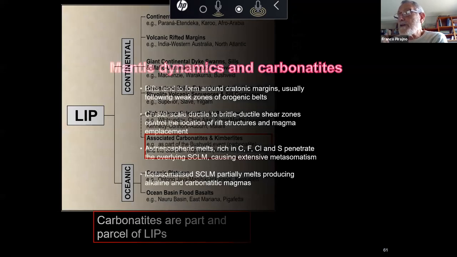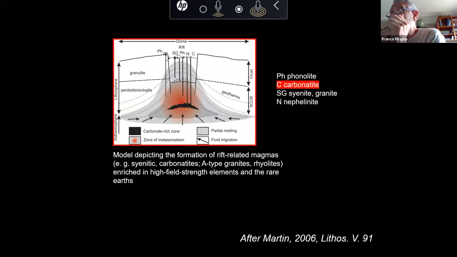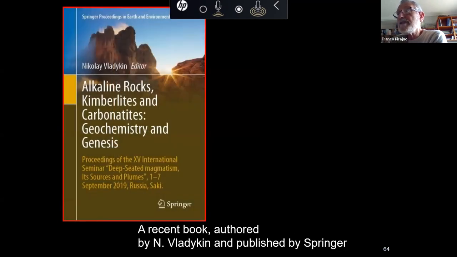One of the things one has to understand is that carbonatites and indeed kimberlites are part and parcel of large igneous provinces. There's no question about that. This is a model which depicts the formation of rift-related magma, nephelinites, carbonatites, anorogenic granites, rhyolites, and so on. As you can see, the C is a carbonatite. This is the zone of metasomatism, the carbonate-rich zone, and here you have the carbonatite sitting up there. And then, of course, you have phonolites, syenite, granite, and so on in a rift system. This is a book recently published by my colleague from Irkutsk, Siberia, Nikolai Vladykin.